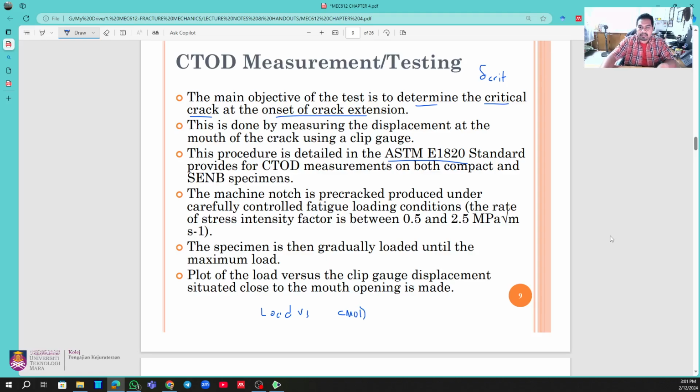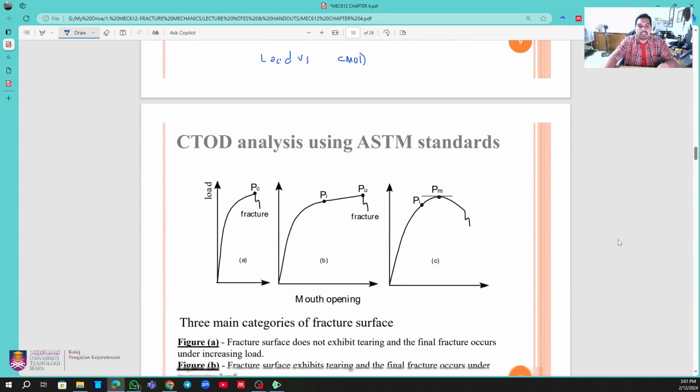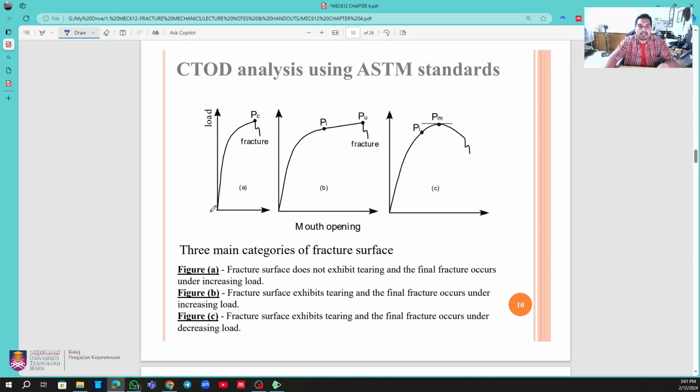If I scroll down a little bit on the slide, this is what you will obtain. Since we are talking about the load versus mouth opening, the crack mouth opening displacement, you will get three other graphs. Either you will get the graph for pattern A, pattern B, or pattern C. Here we have some description. Last week I already discussed this one, so I can skip it because this is from the experiment. So you will conduct it.